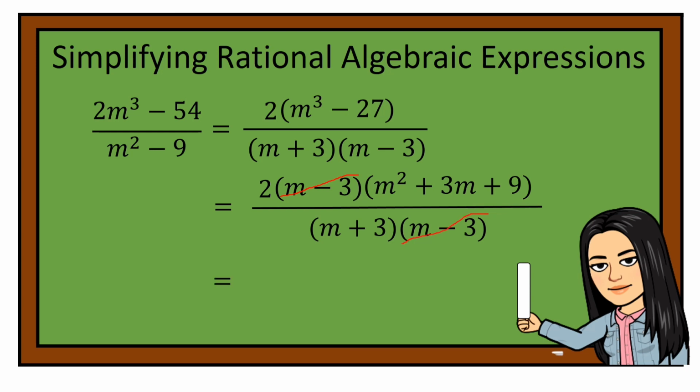So, ano na yung remaining factors natin? So, we have here 2 times the quantity m squared plus 3m plus 9 over m plus 3. So, wala na tayong pwedeng i-cancel sa numerator at denominator. Therefore, this is already our final answer.